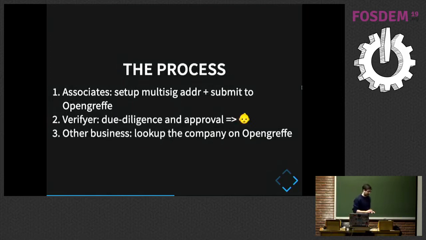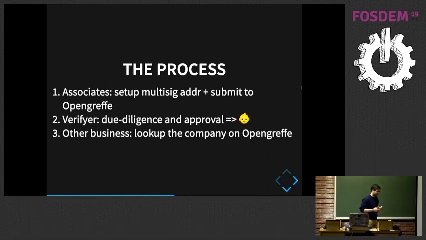I'm going to explain now how this would work in actual real life, and this is more or less how the code that we did works. The associates, again the founders, set up, for example, a multi-sig address on which they send their capital, the amount with which they want to start doing business. They submit this to the OpenGreffe record.